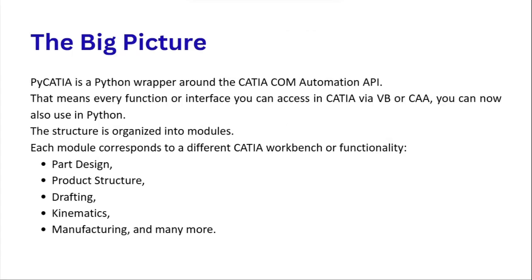PyCATIA is a Python wrapper around the CATIA Automation API. That means every function or interface you can access in CATIA via VB or CAA, you can now also use in Python. The structure is organized into modules. Each module corresponds to a different CATIA workbench or functionality: part design, product structure, drafting, kinematics, manufacturing, and many more.